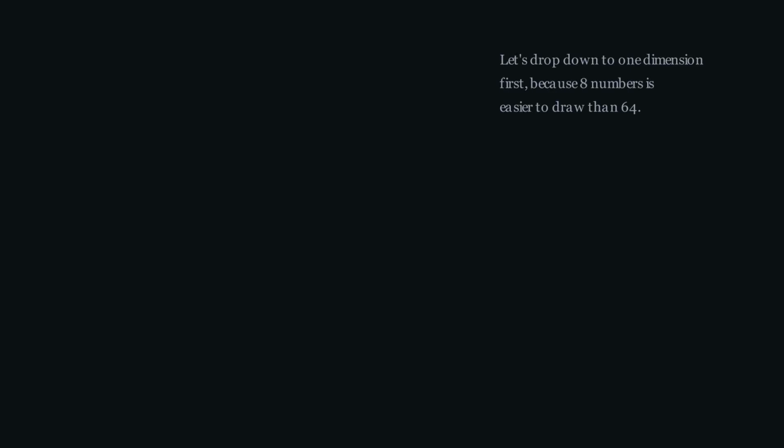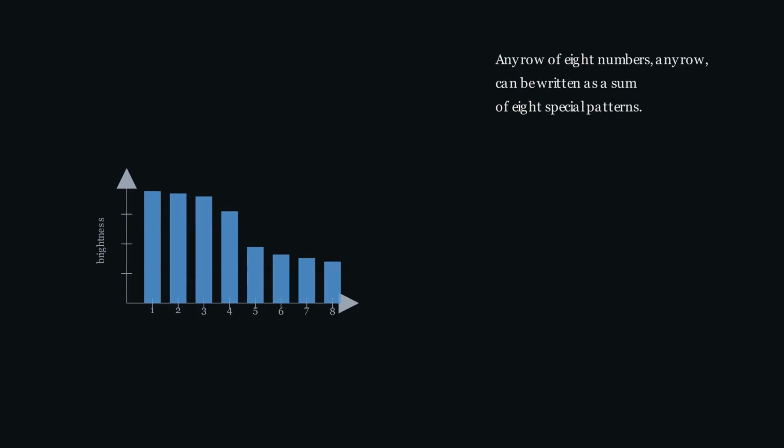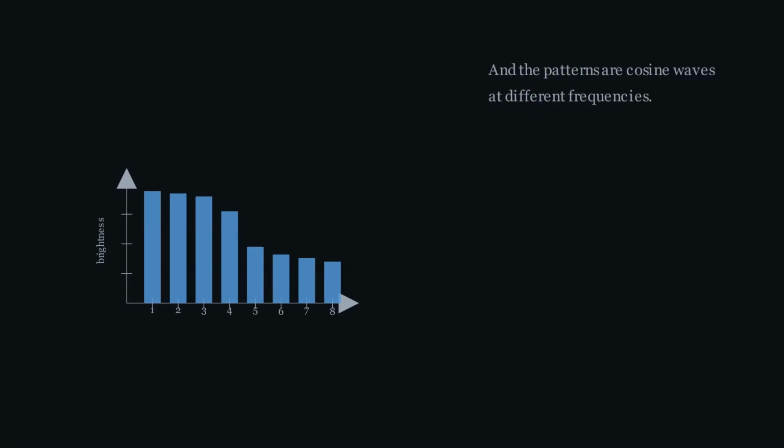Let's drop down to 1 dimension first, because 8 numbers is easier to draw than 64. I'm going to take 1 row of our patch, 8 pixels in a line. Let's plot them as bars. 8 bars, 8 heights. Claim. Any row of 8 numbers, any row can be written as a sum of 8 special patterns. And the patterns are cosine waves. Cosine waves at different frequencies.